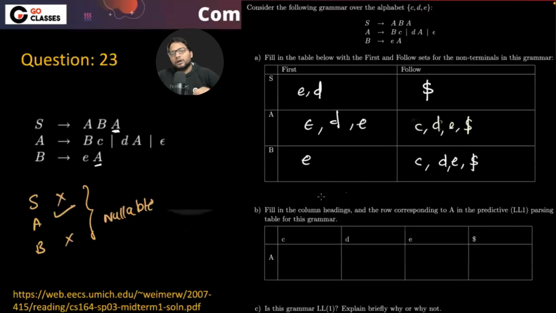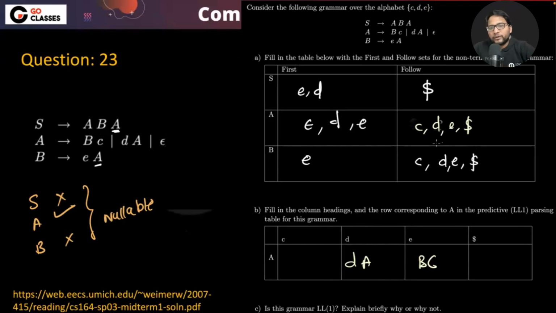Okay, cool. Now they're saying fill in the column of heading a row corresponding to a predictive parser element. So can you fill this? Where will this go? This will go to first of BC. What is the first of BC? This will go to E. This will go to D. This is a small c. Nothing will go here. Let's just check whether anything will go here or not. This is A gives epsilon, right? So it will go to follow of A. So follow of A means it will go everywhere. So this epsilon will go everywhere, right? I'm just writing right hand side. Okay. So since there are multiple conflicts, that's why it is not LL1.